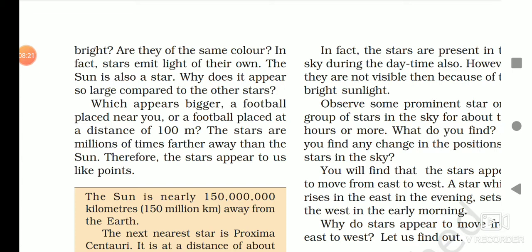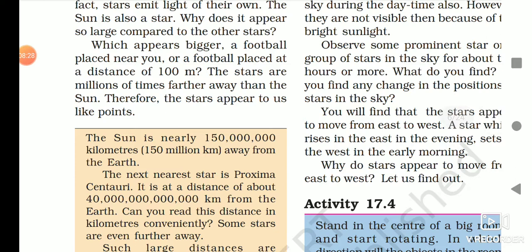The Sun is the nearest star in our solar system. It is nearly 150 million kilometers away from the Earth. The next nearest star is Proxima Centauri. In some books it is written as Alpha Centauri, but in Alpha Centauri there are two stars: Alpha Centauri A and B. But Proxima Centauri is the nearest one.